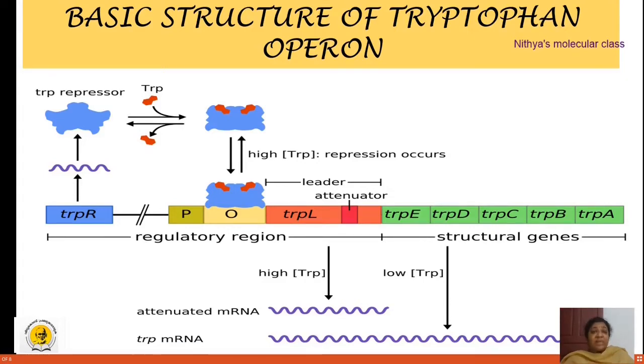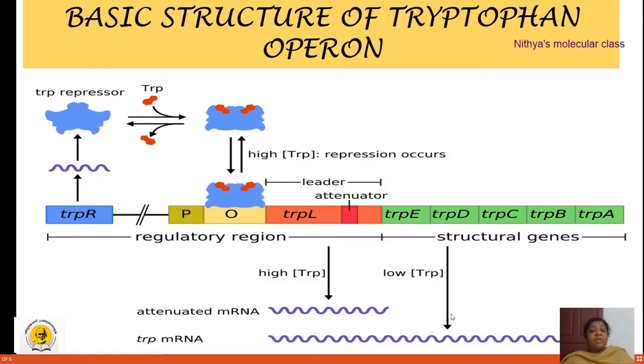If the cell has a high amount of tryptophan, the tryptophan will come and join with the trp repressor, and it will get activated and bind with the operator region. If the amount of tryptophan in the cell is very high, there is no need to transcribe the structural genes, so they will inhibit the tryptophan operon. If it is high TRP, the repressor will be active and bind.